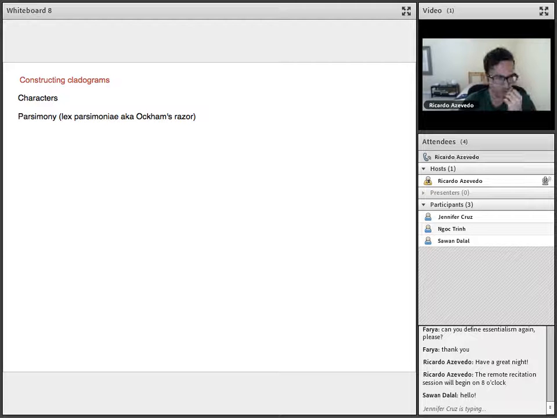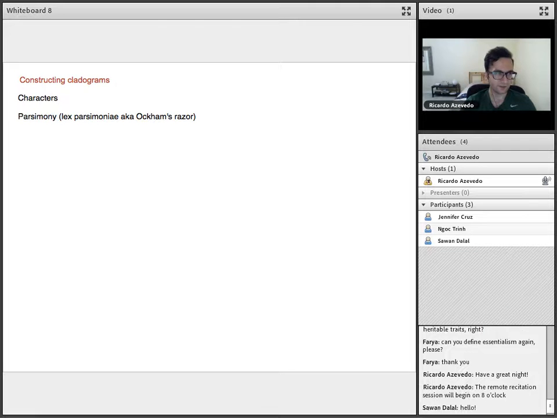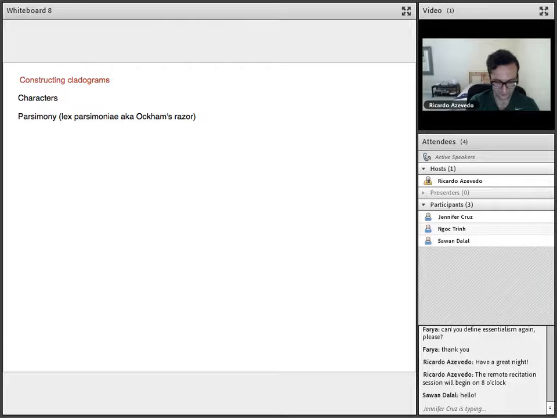let's go over the basics of creating a cladogram. So I'm using the term cladogram instead of phylogenetic tree. As I'm sure you know, there are distinctions. So let me write. So a phylogenetic tree versus a cladogram.